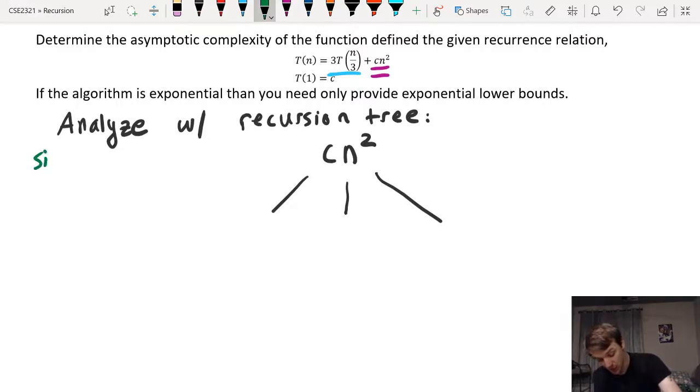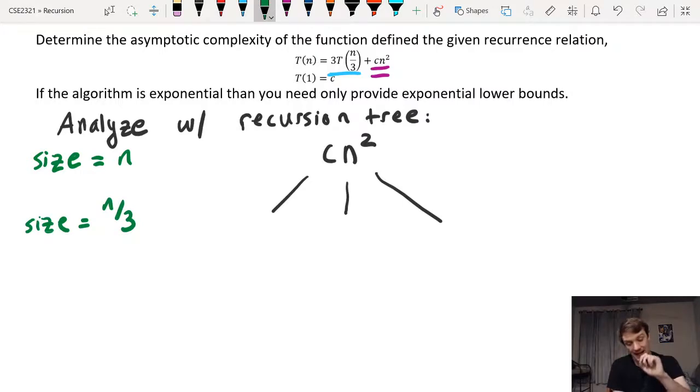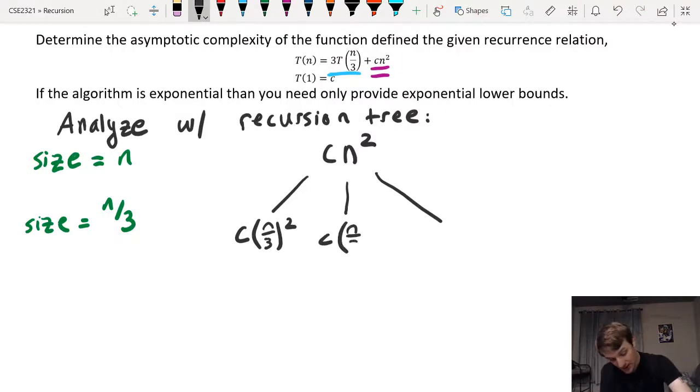As we've done before, let's keep track of the size off to the side. The size at the first level is n. The size at the next level is n over 3. So we're going to plug that size into the additional cost. So we're plugging n over 3 into cn squared. So c times n over 3 squared, three times.